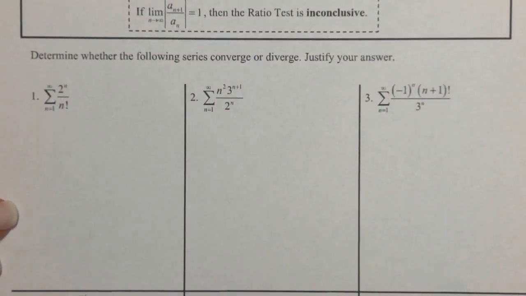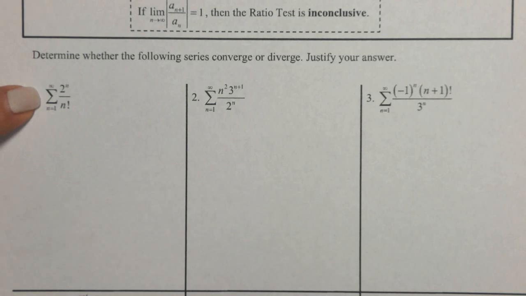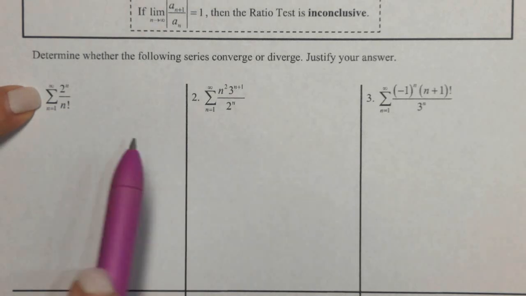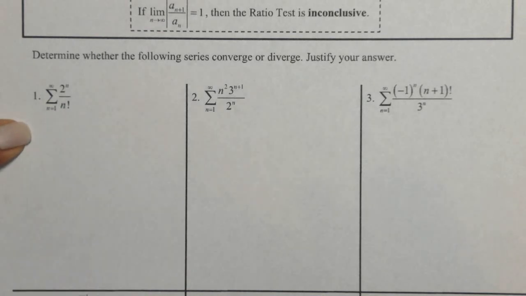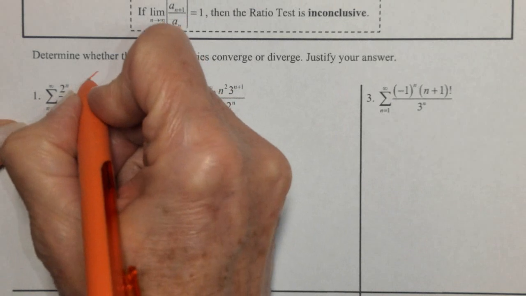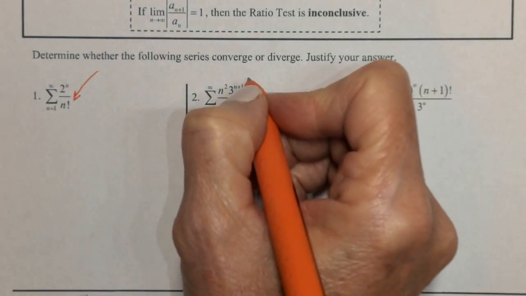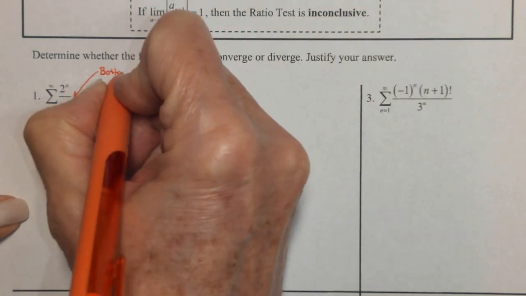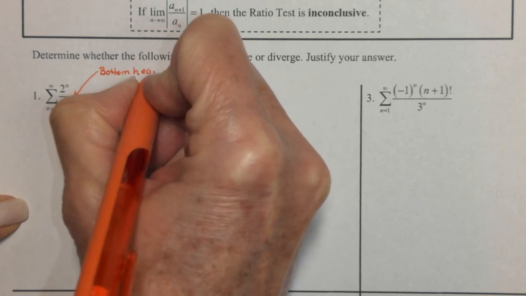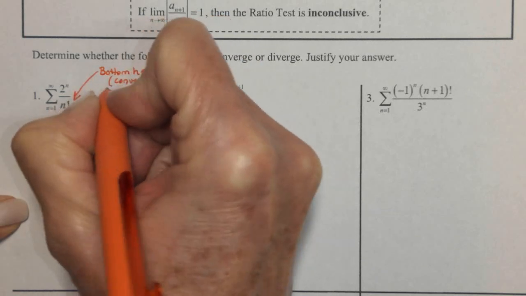So let's see how this works with some examples. In number 1, we have this series. First of all, I would not use the nth term test because we are bottom heavy. Got Big Mama in the bottom. I already know that this is going to converge because Big Mama's in the bottom. It's extraordinarily bottom heavy, heavy enough to make this converge. So I already know that this converges.